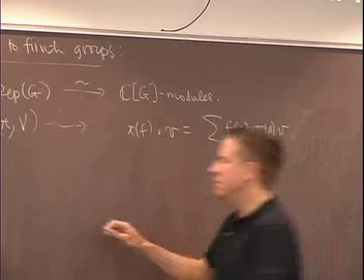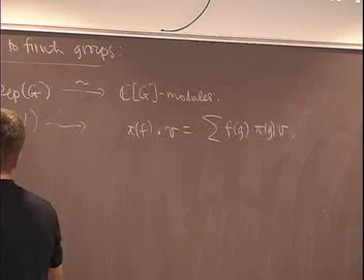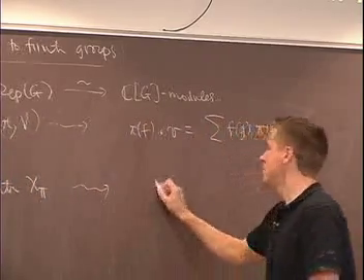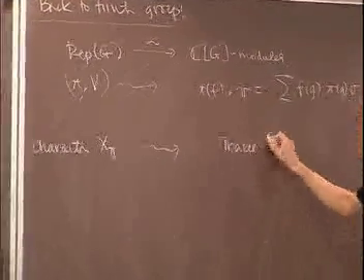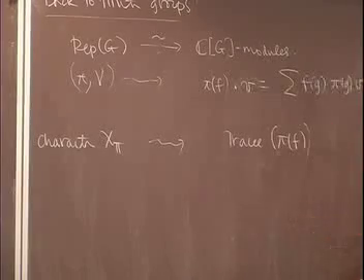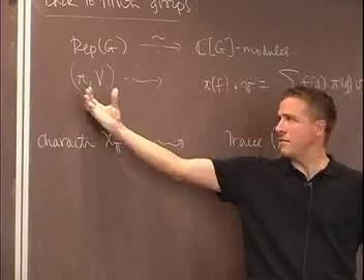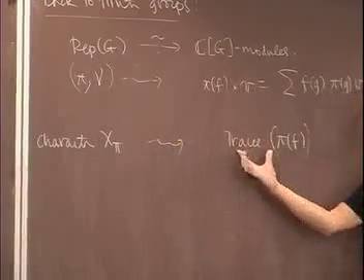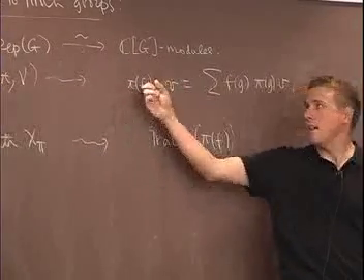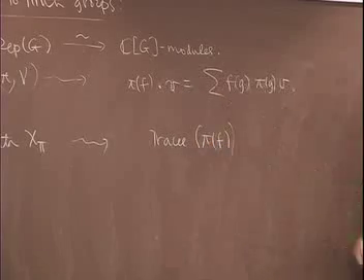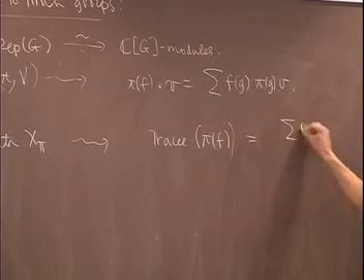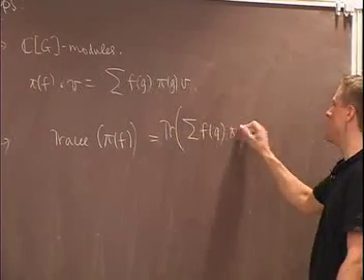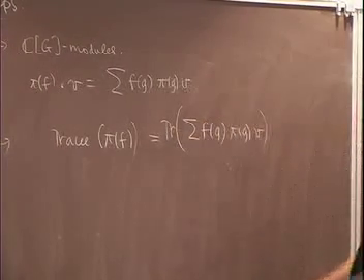So the character chi pi corresponds to the trace of this operator pi of f. The character was the trace of pi of g; under this equivalence, the corresponding idea would be looking at the trace of the action of an element f in the group algebra. Well, here's a formula for it: the trace of the sum of f of g, pi of g, on V.